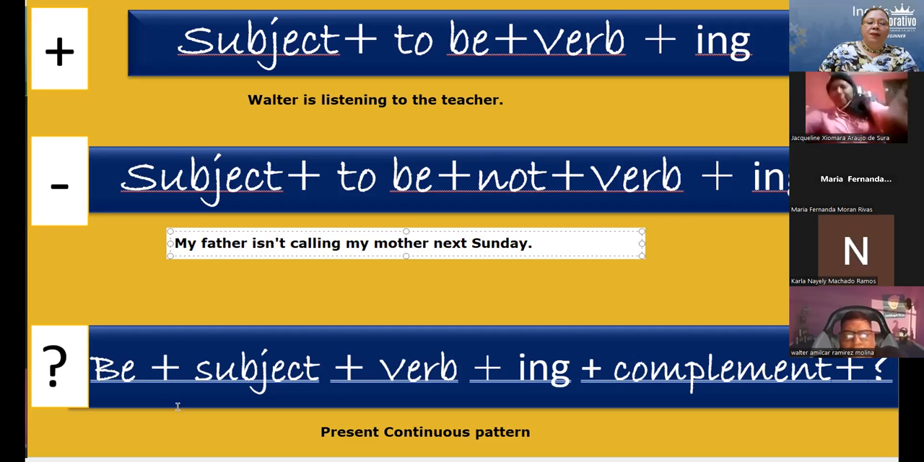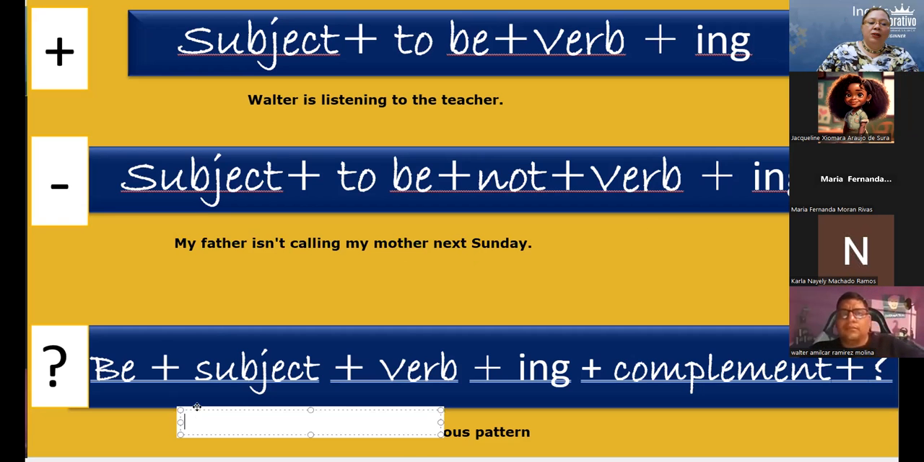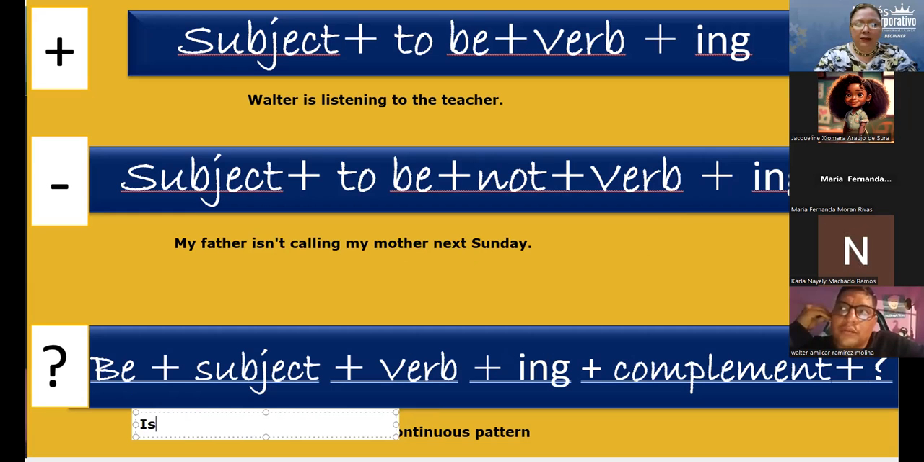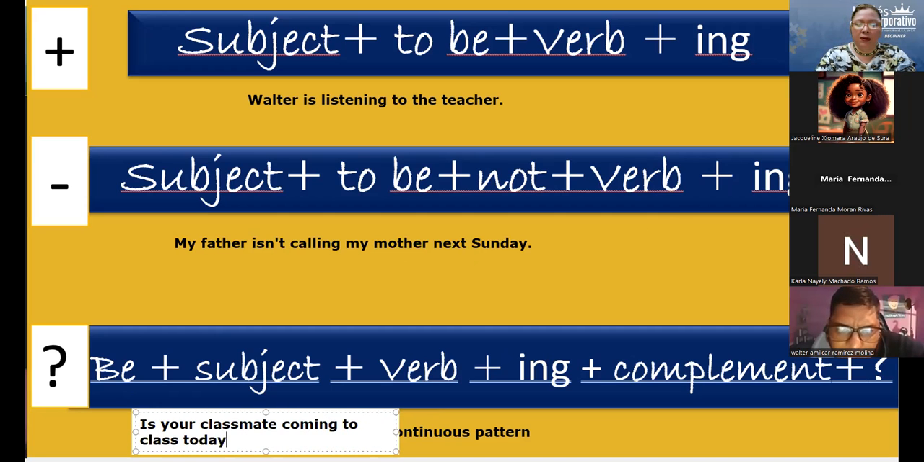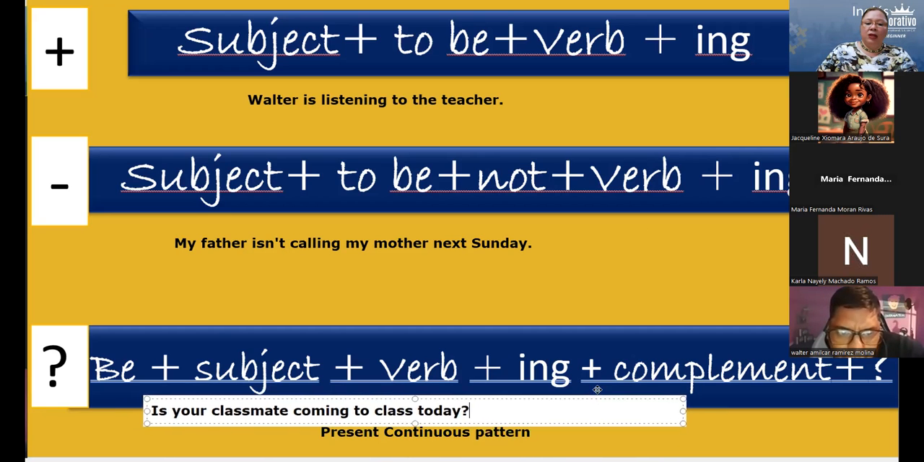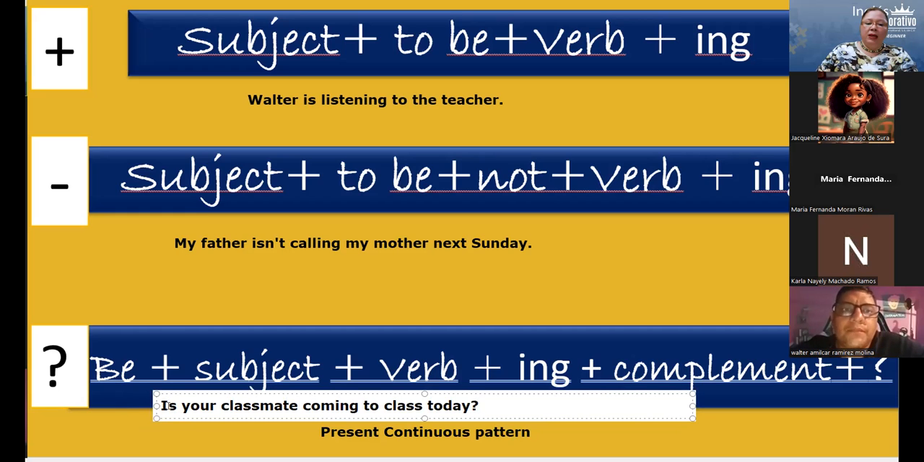Okay, now, how do we form a question? Be plus subject plus verb plus ing plus the complement. Is your classmate coming to class today? Be at the beginning plus the subject, your classmate, plus the verb coming, plus the ing, plus the complement to class today.